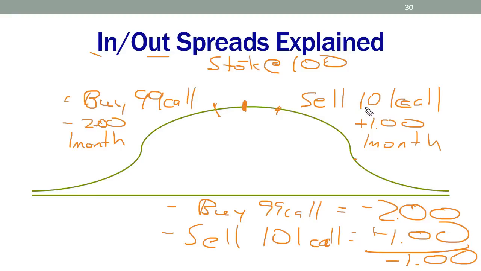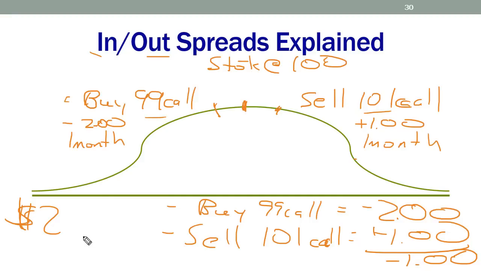You're like, I don't know if I like it. Well, let me ask you a question. What's the most I can make in this spread? If I buy the 99 call and I sell the 101 call, I have the right to take the stock from somebody at 99 and somebody can take stock from me at 101. What's the most I can possibly make? $2. What did I pay for it? $1.